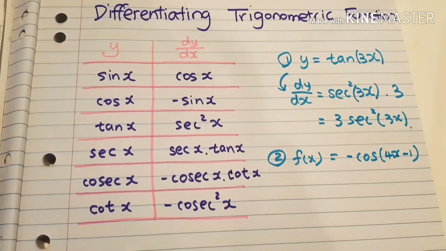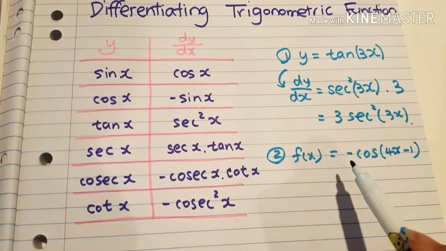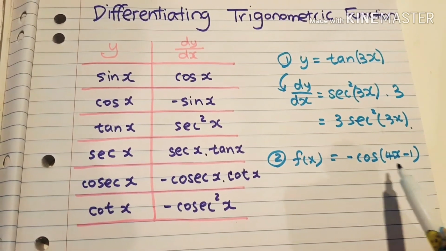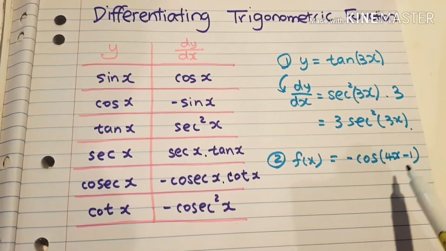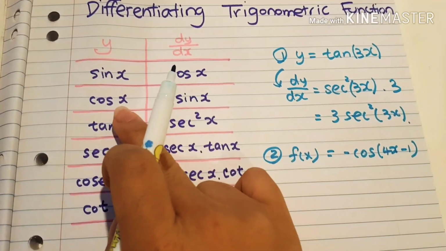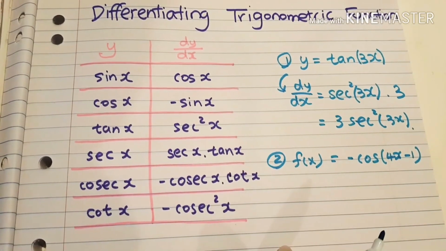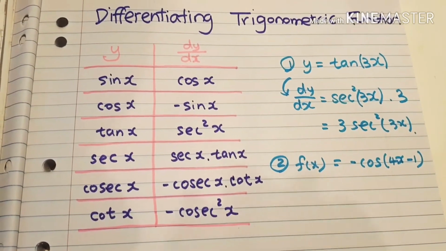Easy. Okay, then let's make it a little bit more difficult this time. It's negative cos, and 4x minus 1 inside the bracket. So, cosine, if I differentiate, it's going to be negative sine. So have a go. How would you change it?